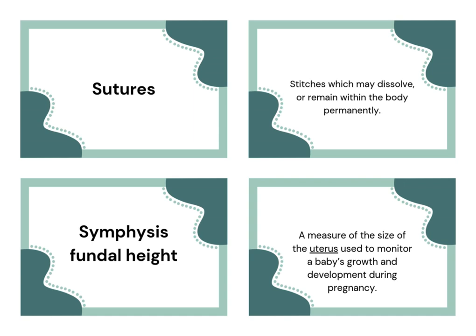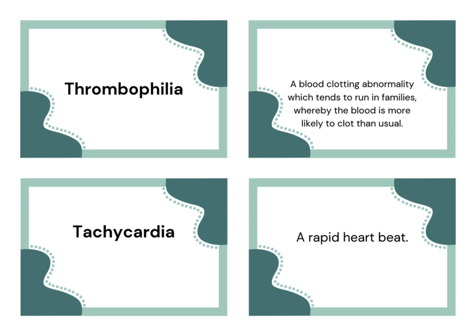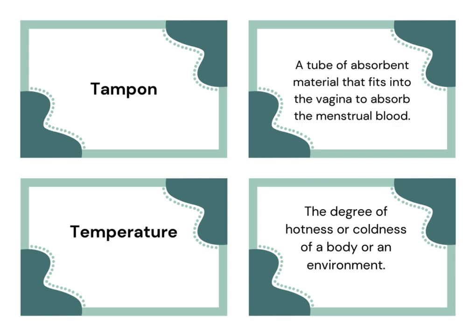Symphysis fundal height, a measure of the size of the uterus used to monitor a baby's growth and development during pregnancy. Thrombophilia, a blood clotting abnormality which tends to run in families, whereby the blood is more likely to clot than usual. Tachycardia, a rapid heartbeat. Tampon, a tube of absorbent material that fits into the vagina to absorb the menstrual blood. Temperature, the degree of hotness or coldness of a body or an environment.